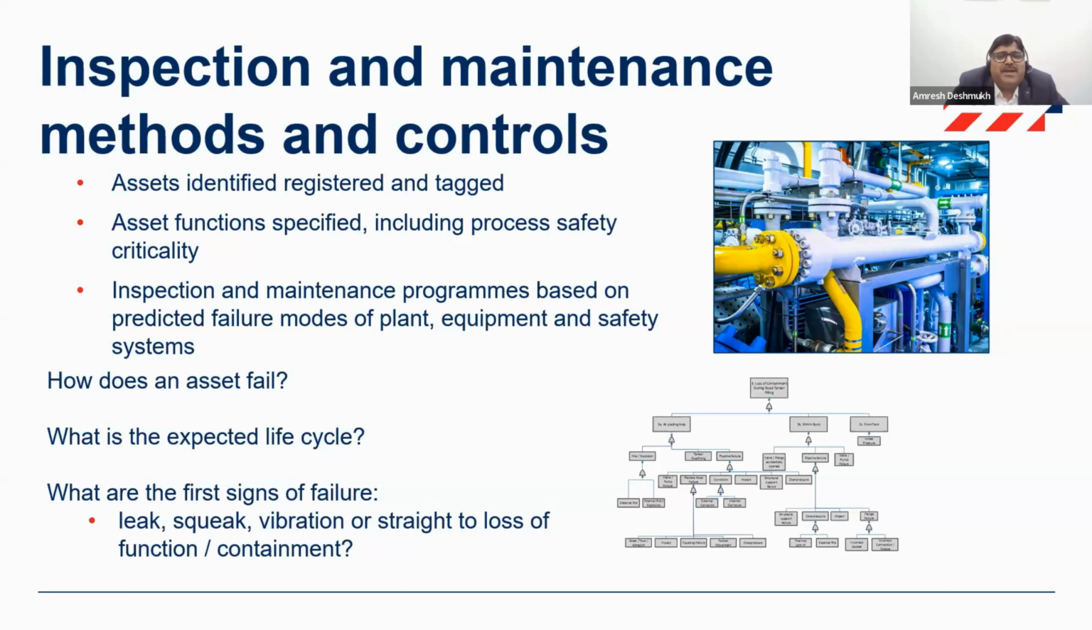So if I have to look at my maintenance program, what are the things that I would be looking at? I will first try to see what are the probable ways in which my asset can fail. The failure modes for each asset would be known. At the very beginning of the program, I will see what is the expected life cycle for a particular asset. And if I know the first signs of failure for a particular asset, if it's a case of flanges or gaskets, if it's a leak, or if it's vibration in case of rotating equipment, or it could be a total loss of function or containment.